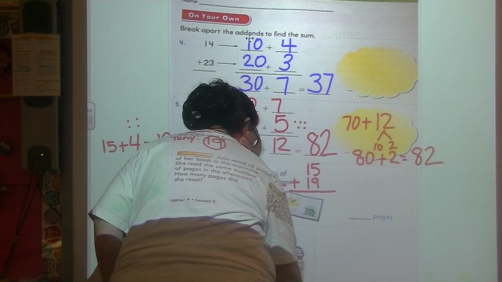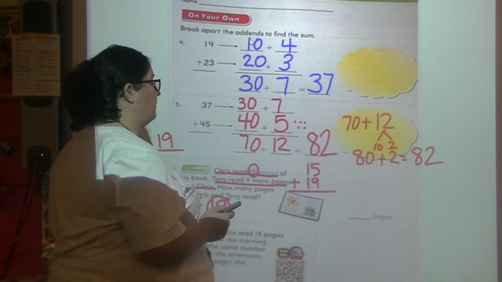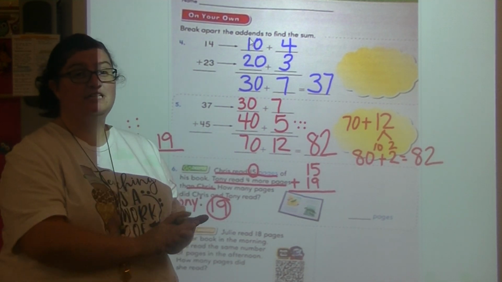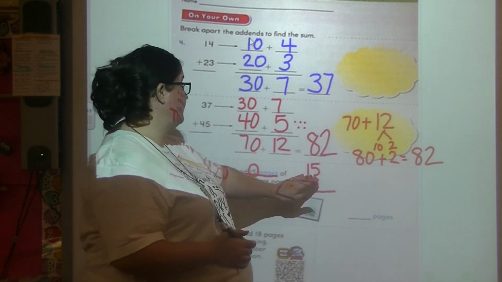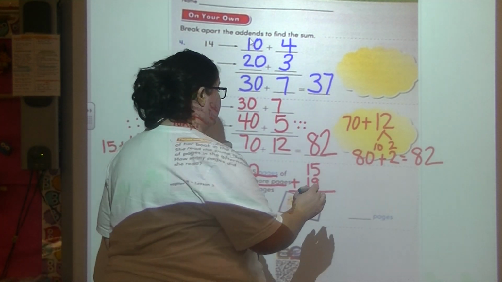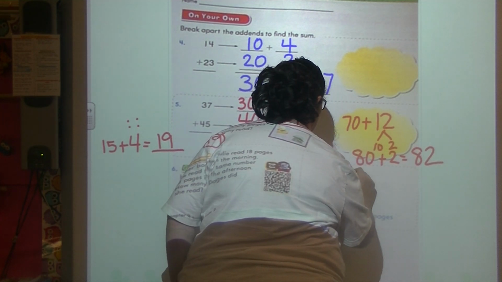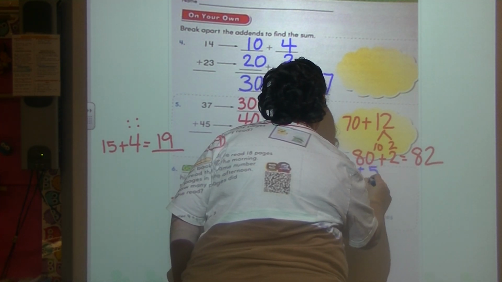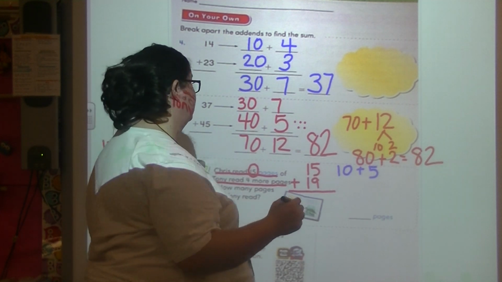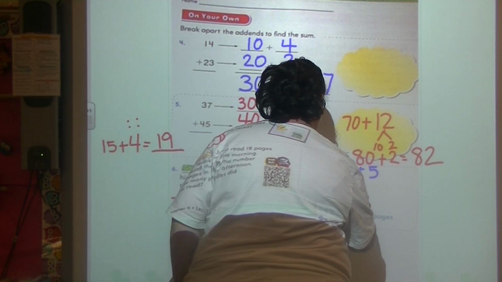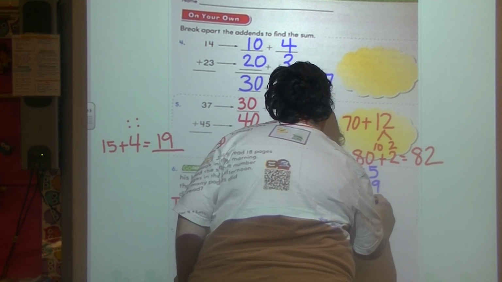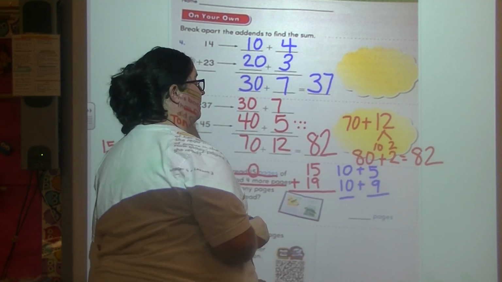Now, let's solve our problem. All right, let's add the same way. Let's do our 10s and 1s. So 15 is 10 plus 5. All right, and 19 is 10 plus 9. Let's see what we get.